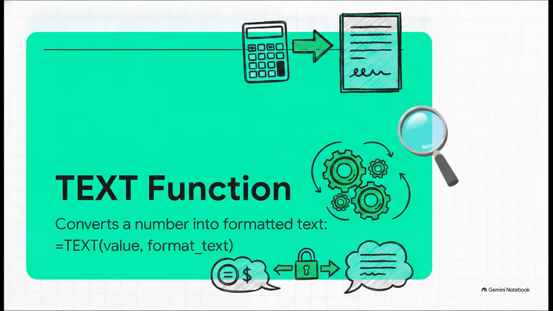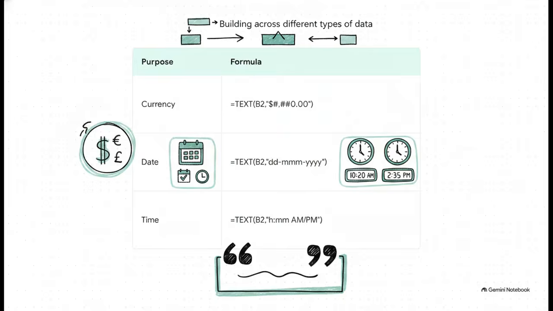So the text function basically acts as a crucial translator. It converts a number into formatted text using a really simple syntax. It's just equals TEXT, open parenthesis, the value you want to format, a comma, and then the specific format text you want to apply. The genius of this is that it locks in the formatting before the joining process even happens, so Excel literally can't strip it away. Let's see how this works across a few different types of data.